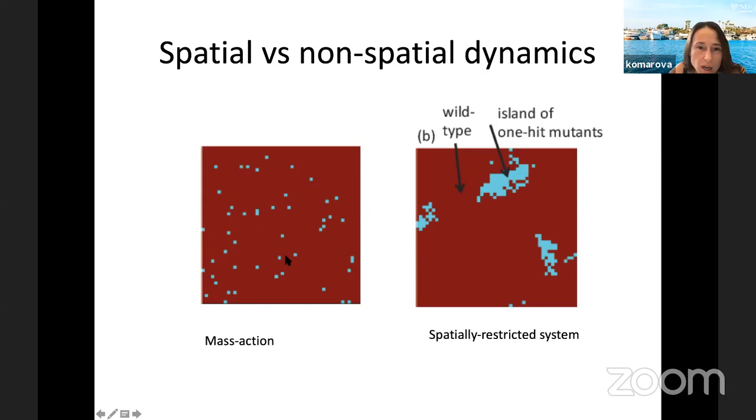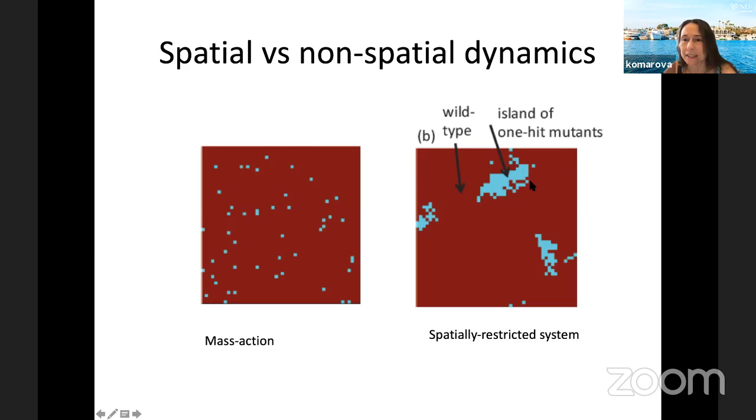So you can see that these mutants are interspersed. They're everywhere. In a spatial simulation, only neighbors can replace empty spots, right? And you can see that mutants, once created, live on these islands, right? Because a mutant gives rise to another mutant and they spread as spots. And you see weak, disadvantageous mutants feel a lot better in the spatial system. Why?